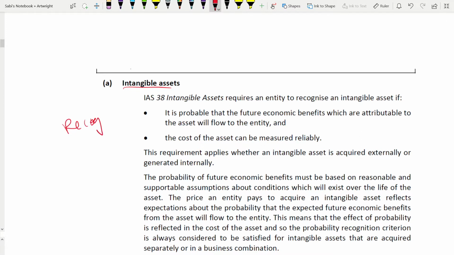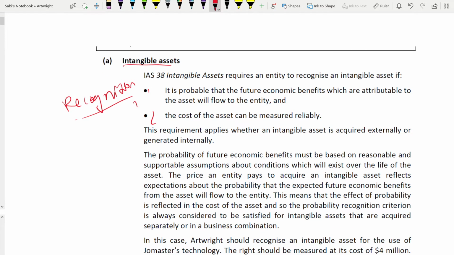As I have always told you, always start with the recognition under a specific standard. You build your answer with recognition. So how do you recognize an intangible asset if certain criteria are met? What are the two criteria? One, it is probable that economic benefits will flow to the entity from using that asset. Second, the cost can be measured reliably. If these two conditions are satisfied, you recognize an intangible asset. That will give you 1 mark out of 8.